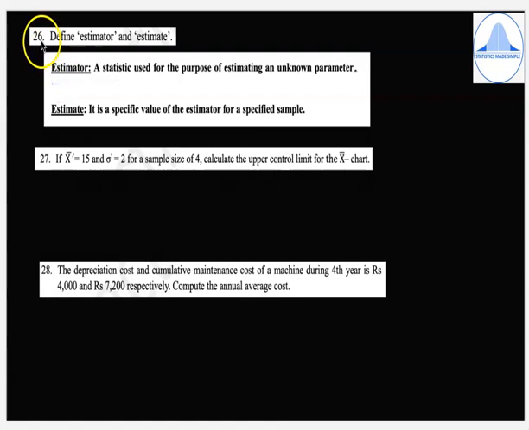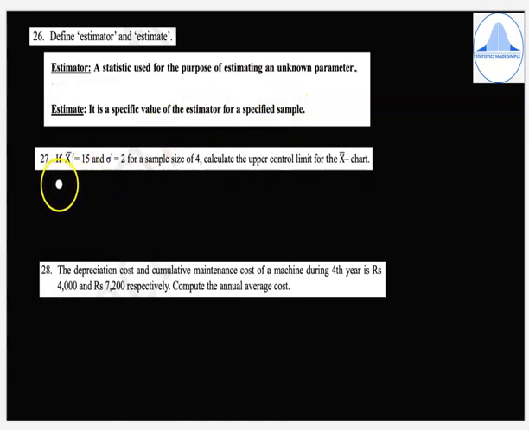26th question, define estimator and estimate. An estimator is a statistic which is used for the purpose of estimating an unknown parameter. And an estimate is a specific value of the estimator for a specified sample.